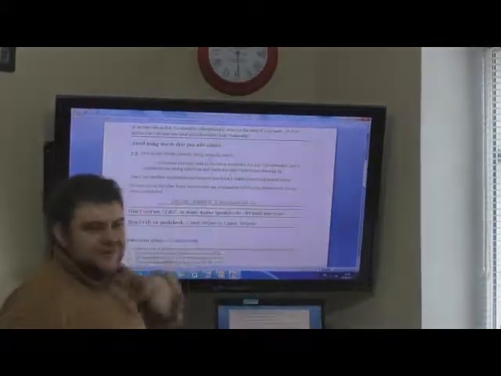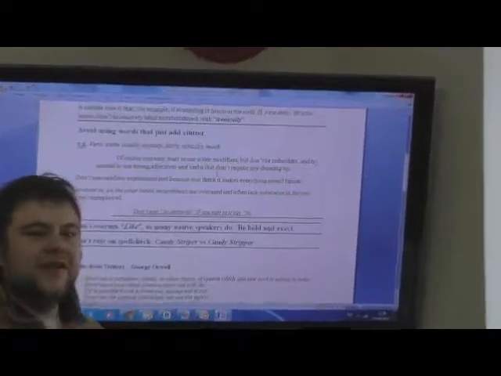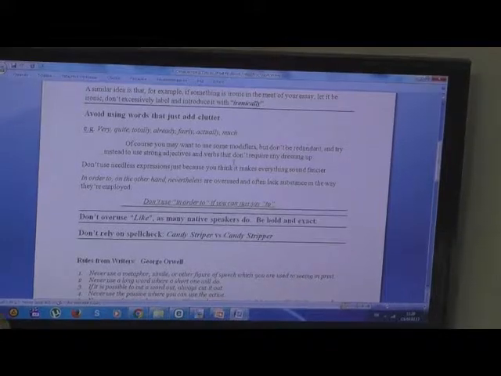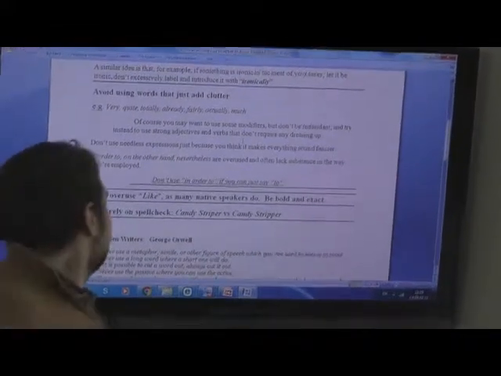Don't use like too much. I use like too. Every native speaker uses like too much now. Yeah? Be exact, be bold, right? Like means it's sort of like this. Don't say something is sort of like this. Say exactly what it is.